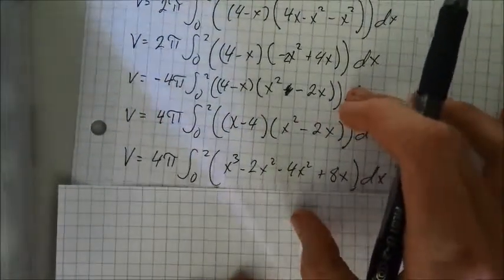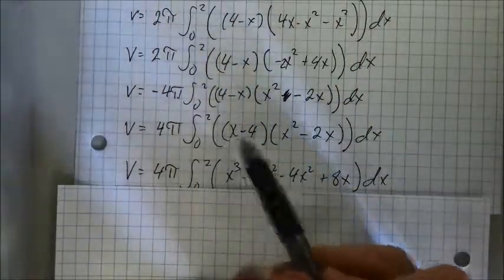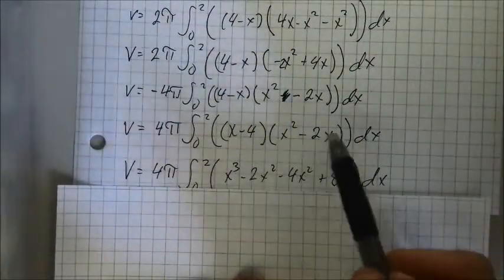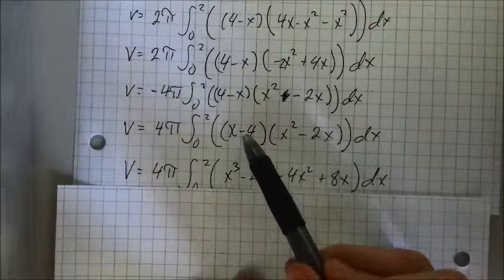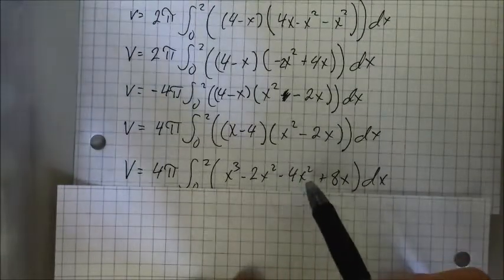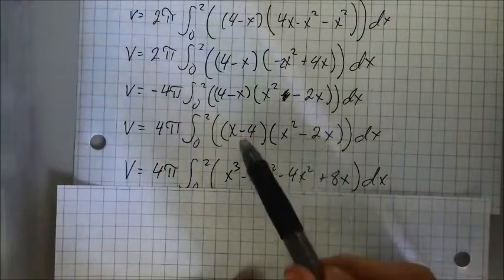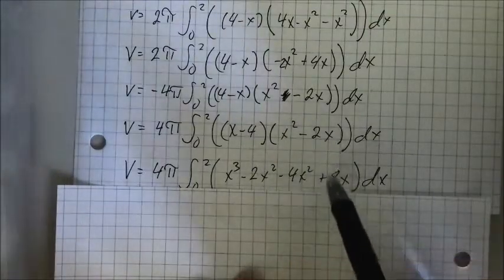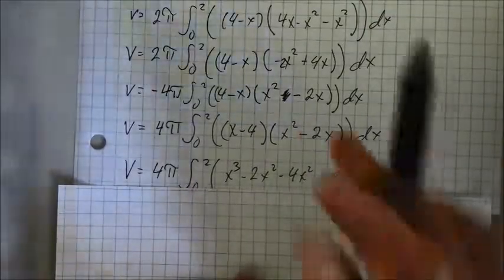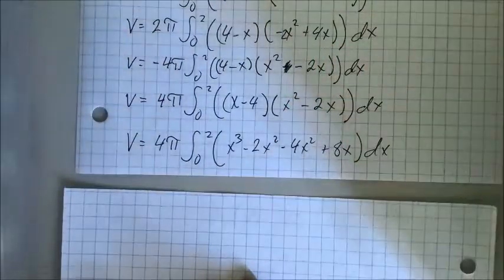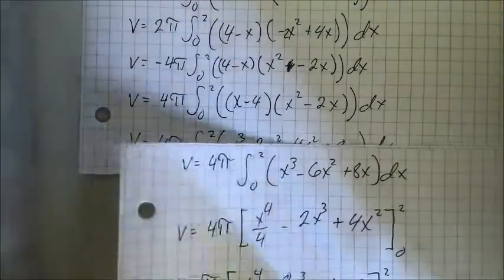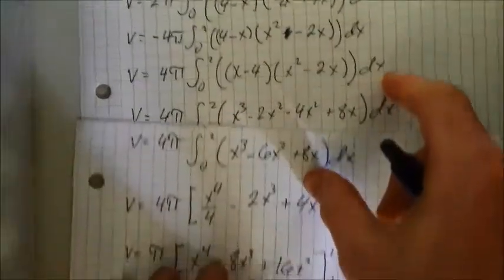From there, I can distribute. So x times x squared is x cubed. x times negative 2x is negative 2x squared. Negative 4 times x squared is negative 4x squared. Negative 4 times negative 2x is positive 8x. And again, we have our dx.